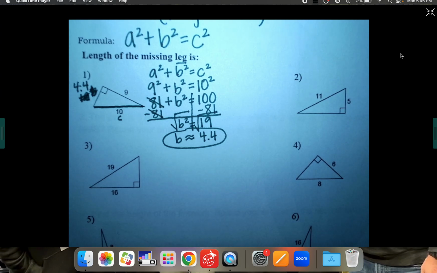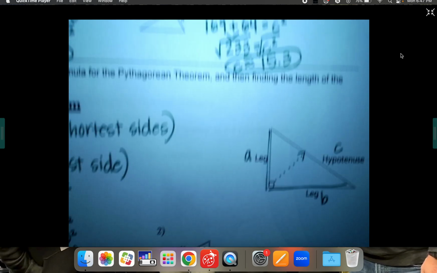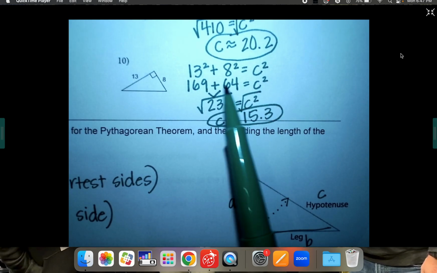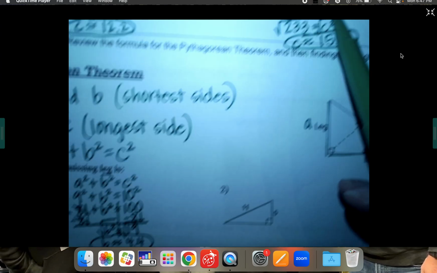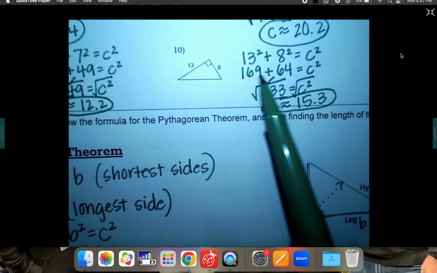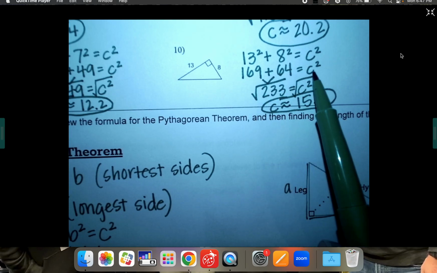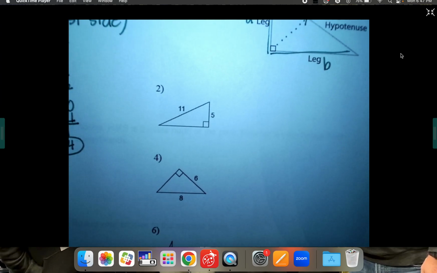If you are somebody who likes shortcuts, here's what I want you to know. In the previous video, we added because we were trying to find the longest side. If we're trying to find one of the shorter sides, instead of adding these together, we could subtract them. So I hope that makes sense to you. I'm going to show you what I mean.